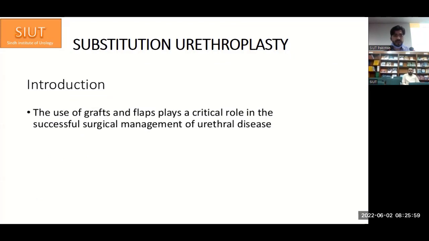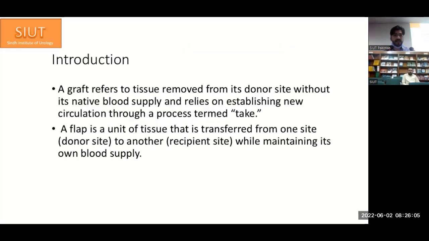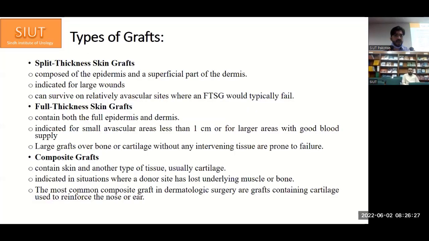Substitution urethroplasty. Introduction: the use of grafts and flaps plays a critical role in the successful surgical management of urethral disease. A graft refers to tissue removed from its donor site without its native blood supply and relies on establishing new circulation through a process termed take. A flap is a unit of tissue that is transferred from one site, the donor site, to another, the recipient site, while maintaining its own blood supply. Types of graft: basically three types.